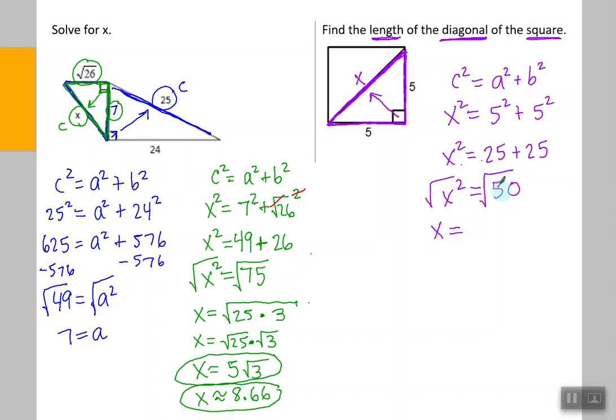Just x over here, and 50 has a perfect square in it. It is not a perfect square itself, so it will give us a decimal value, just like in the previous example. I know that 25 goes into 50, so I can write square root of 50 as square root of 25 times square root of 2. Square root of 25 is 5, with square root of 2 left over. This is an excellent answer. This is a simplified exact answer, and if I type it in my calculator, I get that x is approximately 7.07 or 7.1, depending on how we want to round.